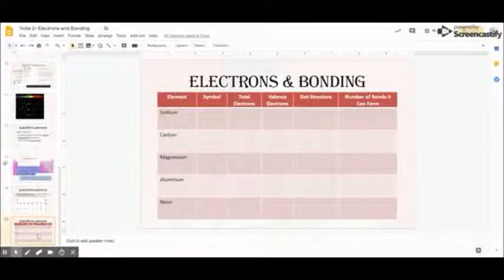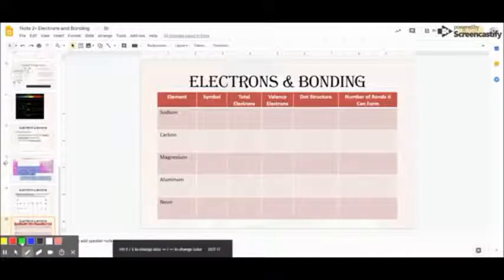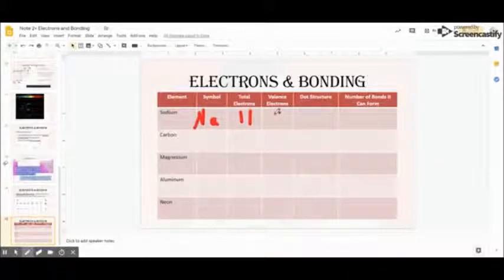So let's try an example. So sodium, if we look on our periodic table, sodium has the symbol Na. It should have a total of 11 electrons, but out of those 11, because it's in the first column, it only has 1 of those 11 that is a valence electron. So its dot diagram would be Na with 1 dot. Now, how many bonds can it form? So unpaired dots mean it can form a bond. So because sodium has 1 unpaired dot, meaning it needs a partner yet, it can form 1 bond.